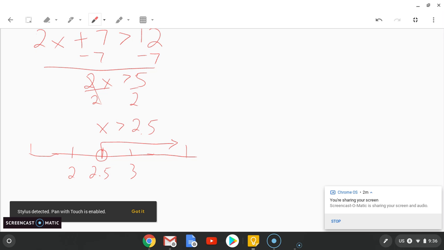Okay, try this one for me. Negative 3 over 7x plus 9 is equal to 27. So solve it, graph it, and then unpause it and come back and check and see how you did.